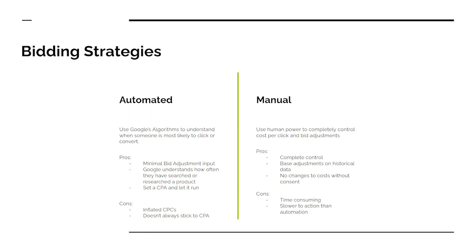So we can do it manually. Manually there's a lot more control, because we get to decide how much we're going to pay per click for each keyword. There are no changes without consent. We make all the changes manually, so we know exactly how much you're going to be spending.